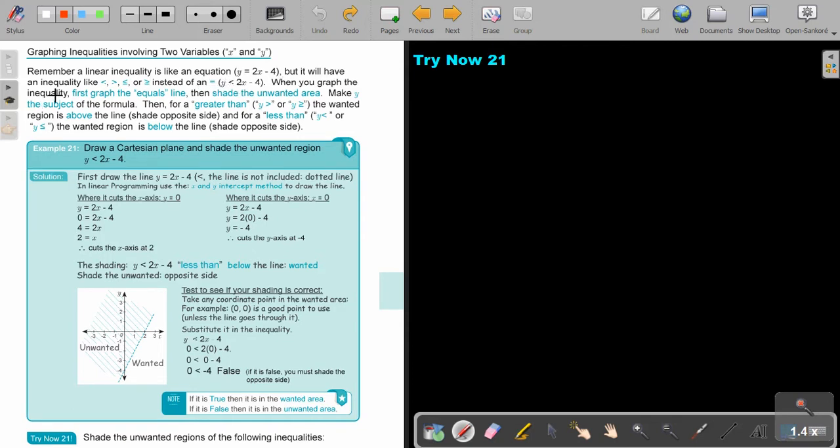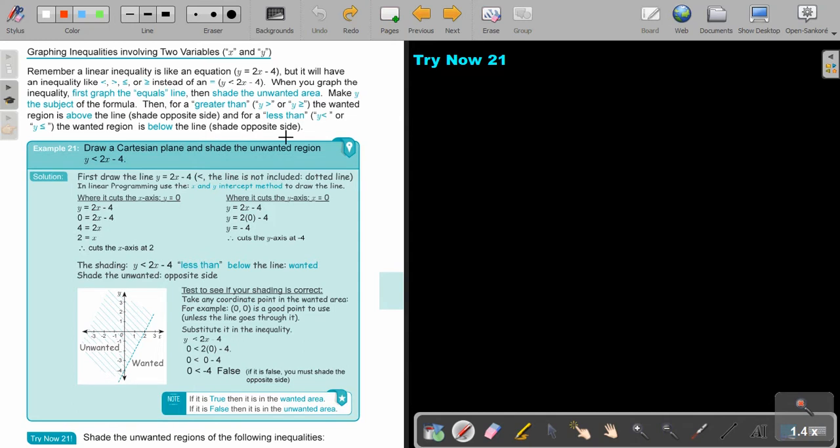When you graph the inequality, first graph the equals line, just like the previous ones. Then shade the unwanted area. Make y the subject of the formula. Then for a greater than, the wanted region is above the line, so shade the opposite side, and for a less than, the wanted region is below the line.